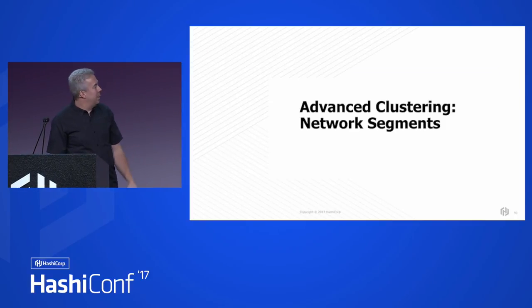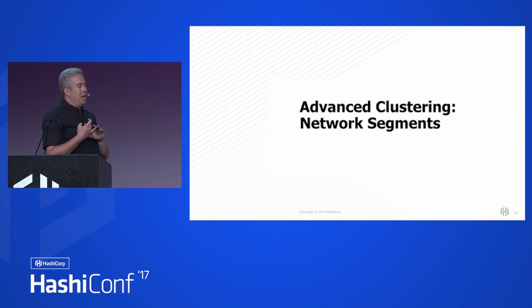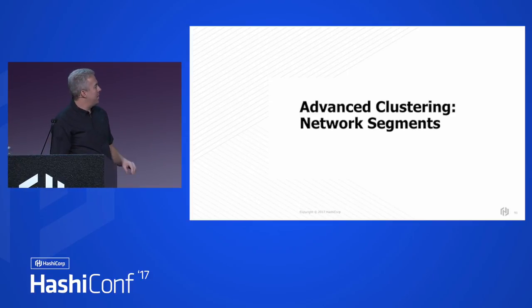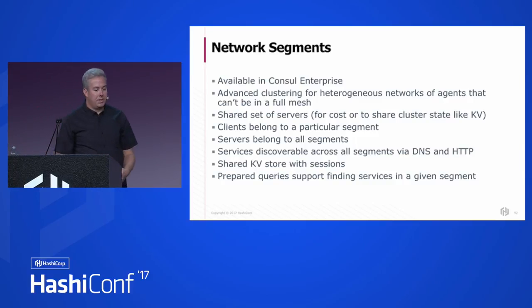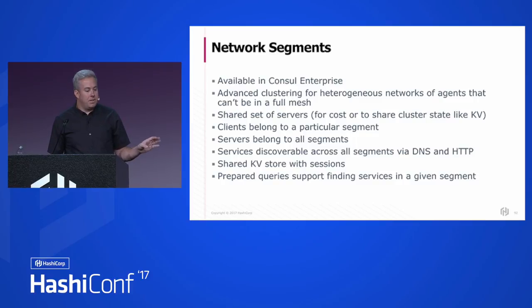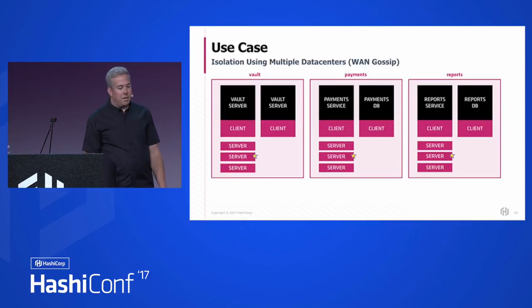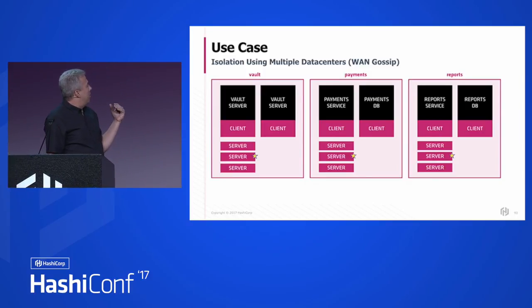So, advanced clustering. We looked at a basic clustering model with LAN gossip. Consul Enterprise adds an advanced clustering feature called network segments. It's very similar to how LAN gossip works, but it's applicable when you can't have a full mesh among all your agents. So it lets you create different segments within a cluster of things that can talk to each other network-wise, and you can create them distinct so they don't have to fully mesh. Let's look at some examples of that.